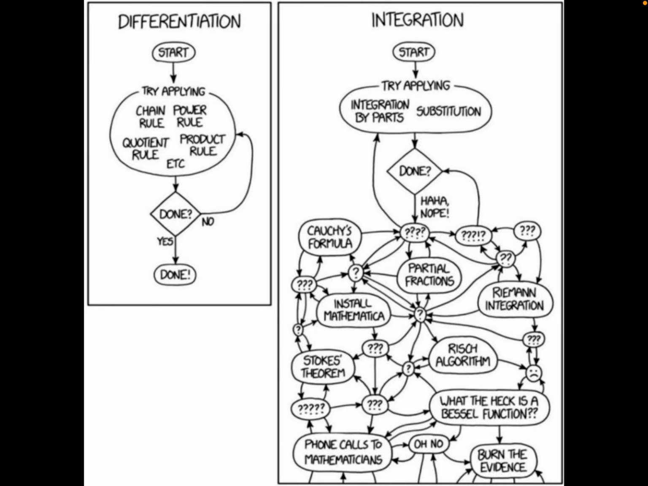I saw this joke on Twitter and it's a good introduction for this video. It is a joke because on the left-hand side we have a thought process for differentiation. It's pretty straightforward. We can look at a function and decide whether to use the chain rule if it is a composite function, the product rule if we have a product of two functions, or the quotient rule if we are dividing. And that's it. It's pretty straightforward.